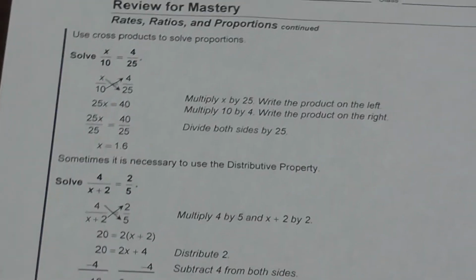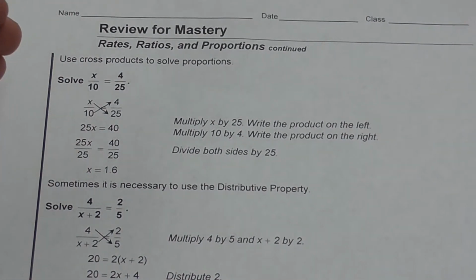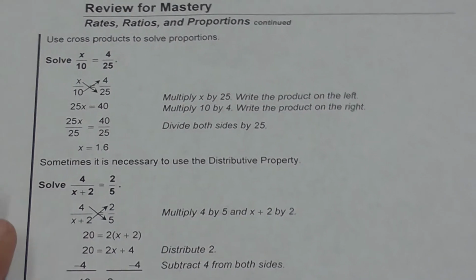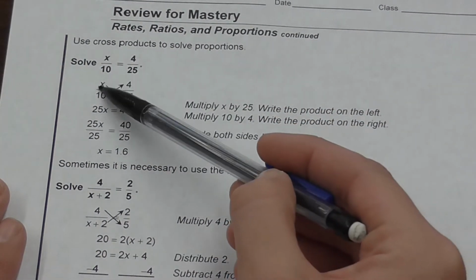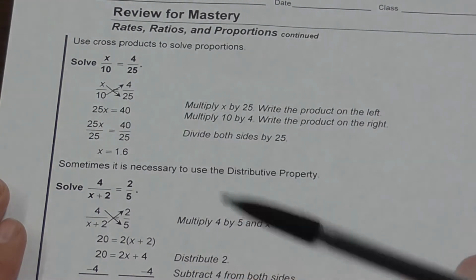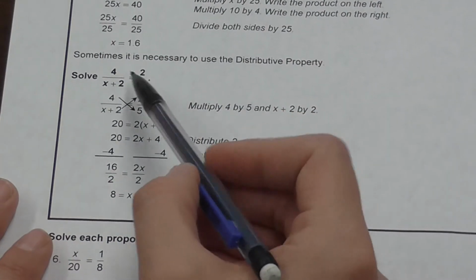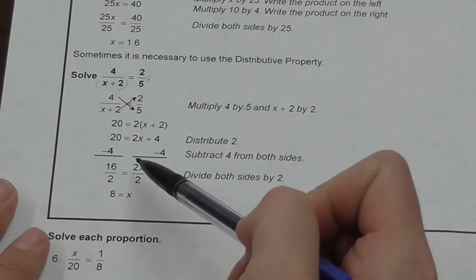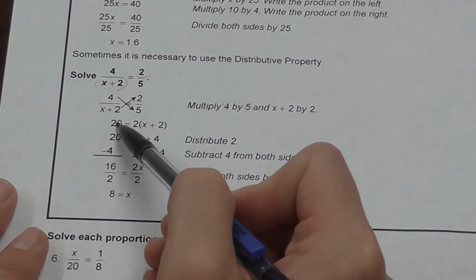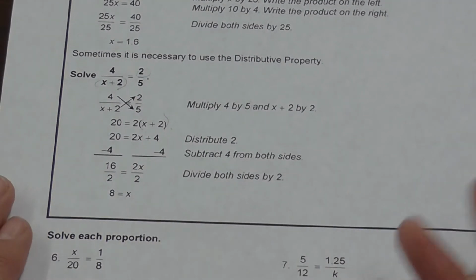The next one we're going to do is solving proportions. This is two fractions that are set up that are equal to each other. We cross multiply and solve. So you've done this many times before. This example has x over 10 equals 4 over 25. I'm going to multiply the x times the 25, the 10 times the 4, set it equal to each other, and then solve for x. Sometimes you have to distribute. So sometimes it's going to be x plus 2 that I have to multiply times the number 2, and 4 that I have to multiply times 5. So I get 20 equals 2 times the x plus 2, and you have to distribute in order to solve.